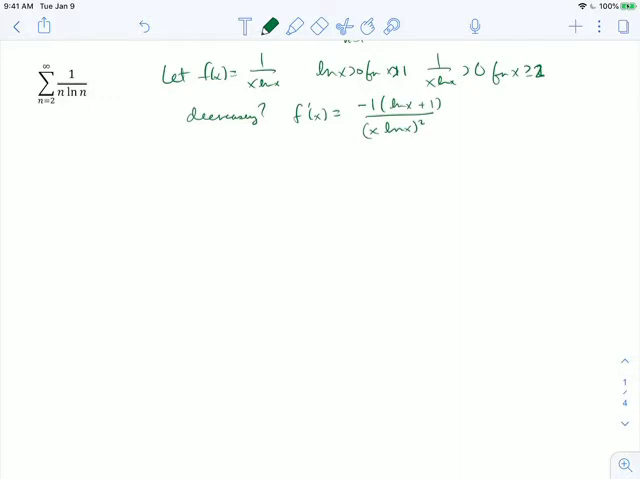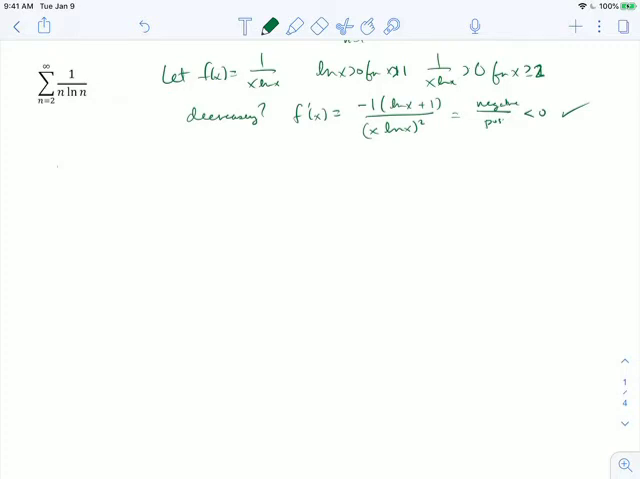So I get a negative number over a positive, and so it's going to be less than 0. So this function is decreasing, and we've already commented that the function is going to be continuous for x bigger than or equal to 2 because the function is defined for numbers bigger than 1.